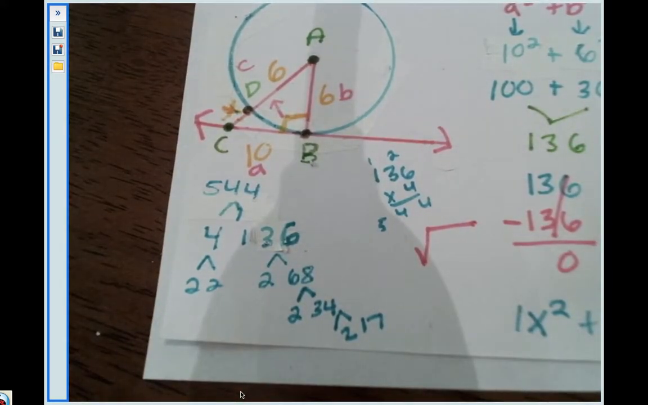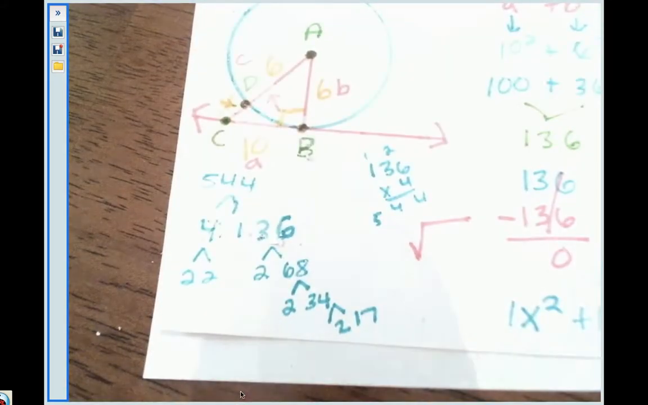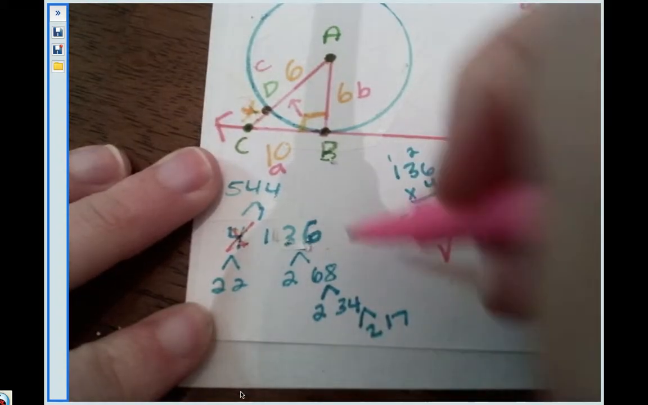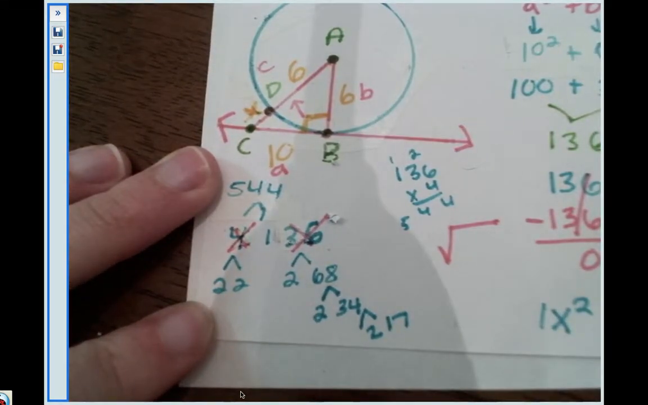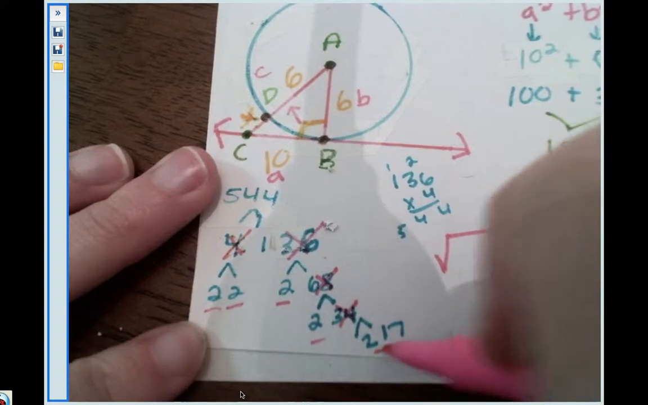So remember, we're circling numbers at the ends of the branches. So if it breaks down, they don't count. Like the 4 broke down, so I don't care about it, and that marker doesn't work. Okay, the 136 broke down, so I don't care about it. The 68 broke down, so I don't care about that. And the 34 broke down. So we're looking at all of these numbers right here.